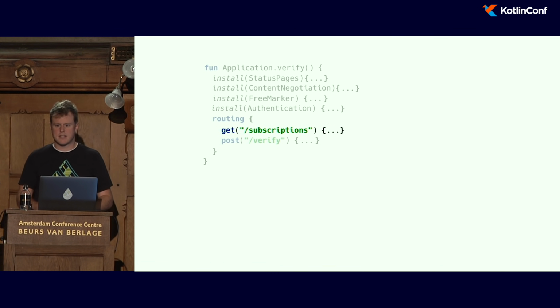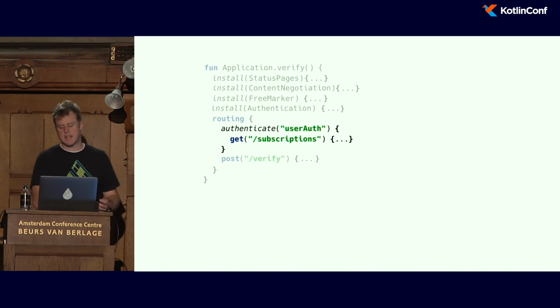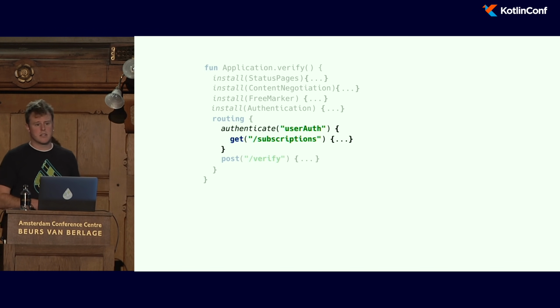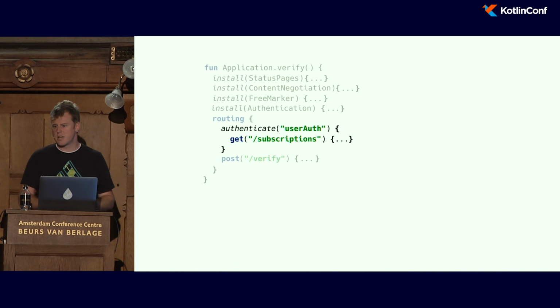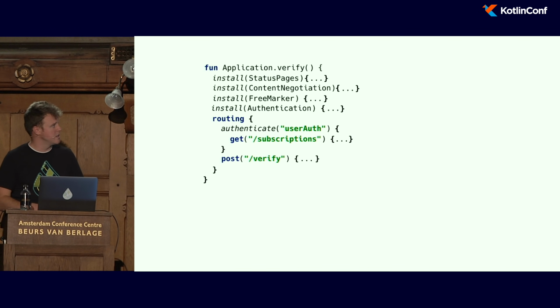And Ktor decided to make this really difficult. All you do is you wrap the route in an authentication block, and we're done. This is now an authenticated route. We added here the name of the authentication we want to use. If you only have one type of authentication, omit that, and you're fine. But we do want to use that data, right? I mentioned that there's a user object in here.